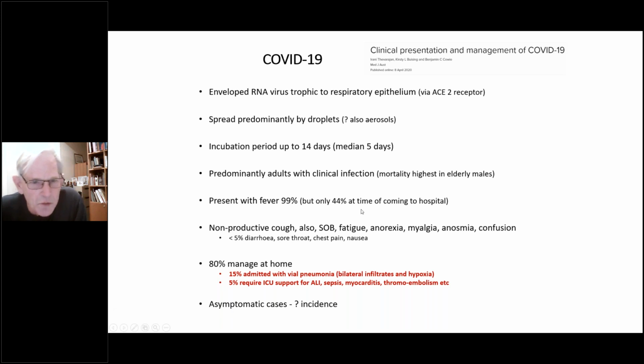Just to remind you that it's a predominantly adult infection. Fever occurs at some point in the infection, but often only in a minority at the beginning. Other common symptoms are a non-productive cough and breathlessness. And most importantly, as you're very aware, 80% of cases are managed at home. So people like myself who work, and Al, who work in hospitals, really see just one small aspect of COVID. It might be different for post-COVID.